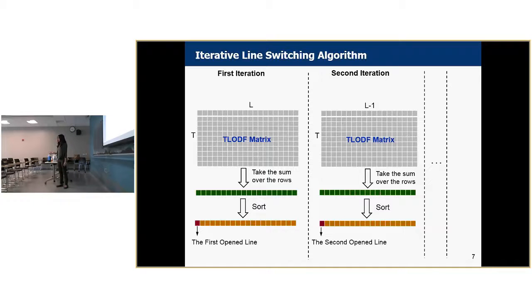best line to open. Then in the second iteration, now you already have opened one line, so you have to calculate the TLODF for this new system with one less line, and then you repeat the process. You take the sum, you sort them, and then the first line in the sorted list is the best line to open. And you keep doing that until you reduce the losses to some desired amount.